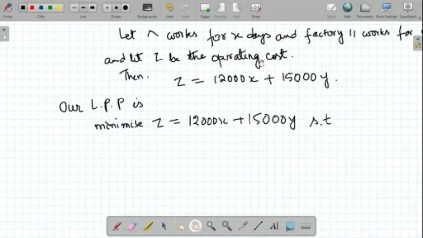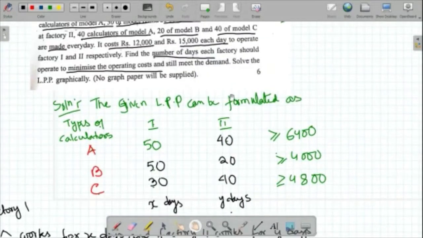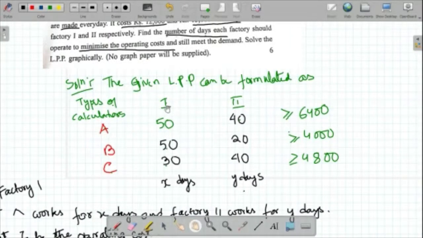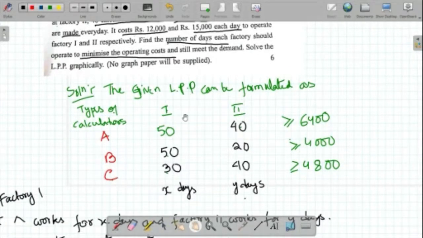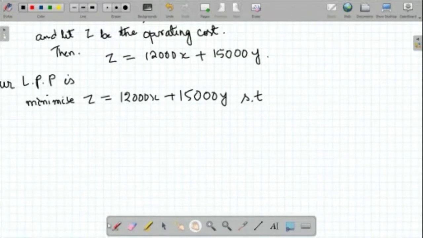Subject to. So what are the conditions? Calculator A works for how many, this 6,400. Factory 1 produces 50 calculators per day, but factory 1 works for how many days? x days. So factory 1 produces 50 times of x. Similarly, factory 2 produces how many calculators? 40 times of y, right? So what is the condition?